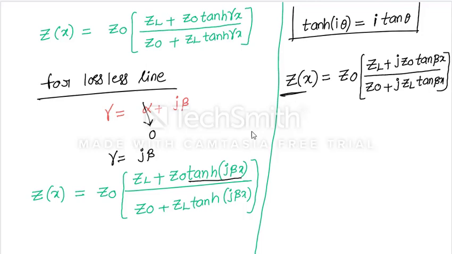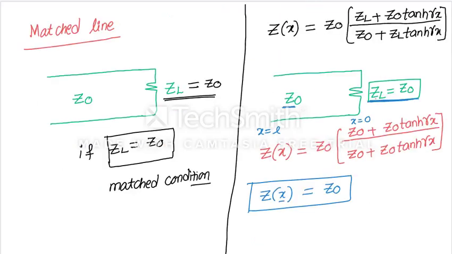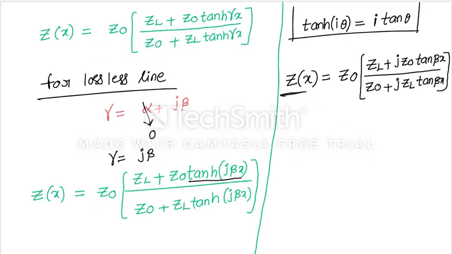This is for lossless lines only. For the lossless line only this formula is valid. For a lossy line this formula is not valid. The earlier one is the general formula, and this formula is only for the lossless line.